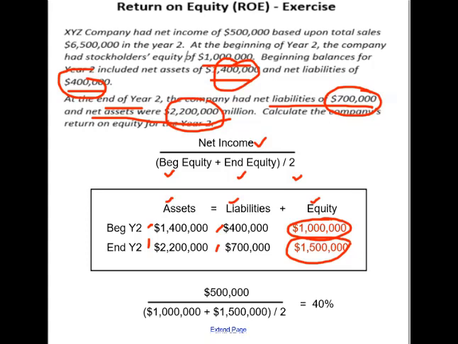Now with that information, I can plug in the equation. I can start out with my net income, which I know is $500,000 from our description. I also know my beginning equity, beginning of year 2, was $1 million. I also know my ending equity at the end of year 2 is $1,500,000, and I take the average of that, divided by 2, and that means my return on equity is equal to 40%.